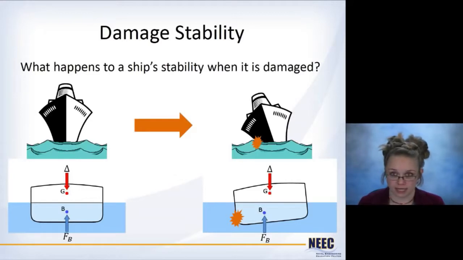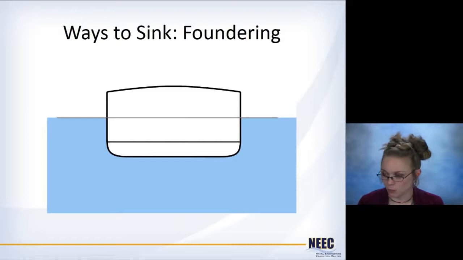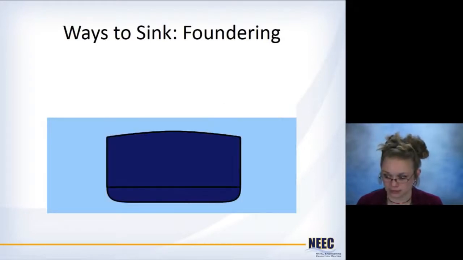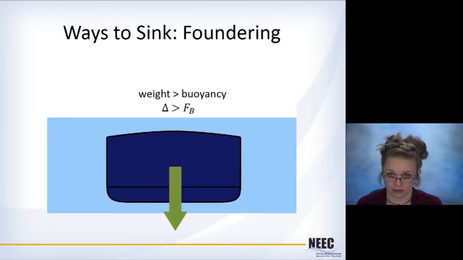So when the ship is damaged, what happens to its stability, right? Some ways that it can sink. One of them is foundering. So foundering is you run over something and you damage the bottom of the hull, and the ship starts to fill with water, and it floods and it floods and it floods to the point where weight is now greater than buoyancy and the ship sinks. You'll see here the ship has just sunk straight down, right? So this is different from some of the other ways of sinking where it's not heeled over at all.